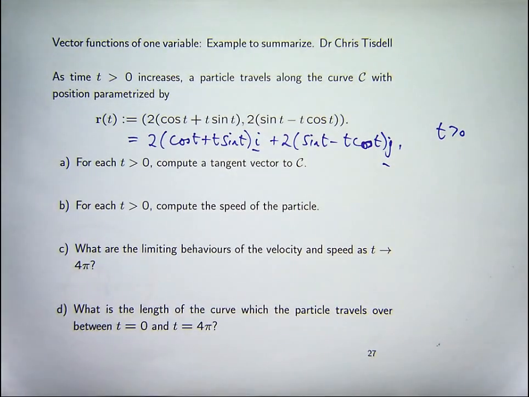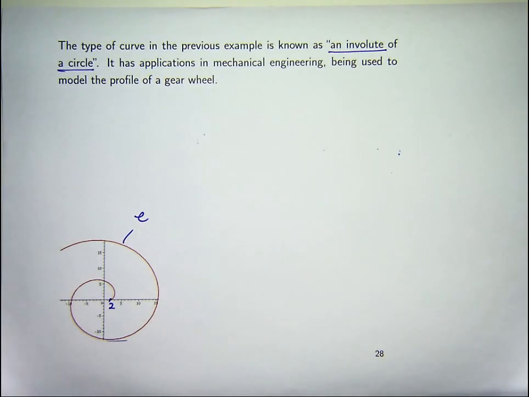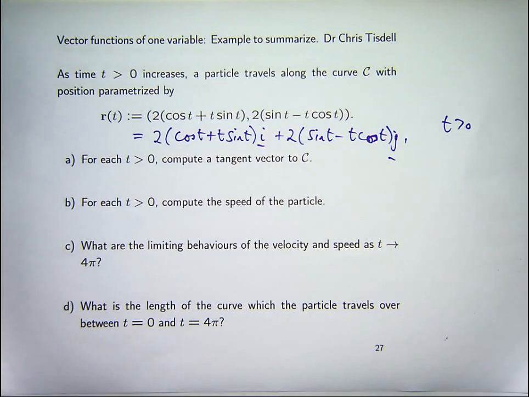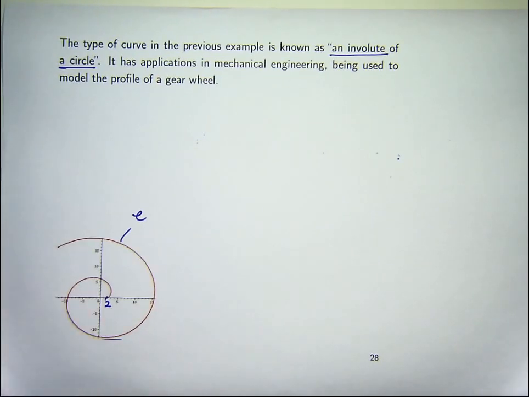Okay, well, let's work through these questions one by one and see if we can solve each part. Part A. For each positive value of t, compute a tangent vector to the curve C. So in this setting, this would be your curve C. The first thing you might know about this curve is that it's a smooth curve. It doesn't have any spikes or cusps on it. So for t positive, this curve is smooth.